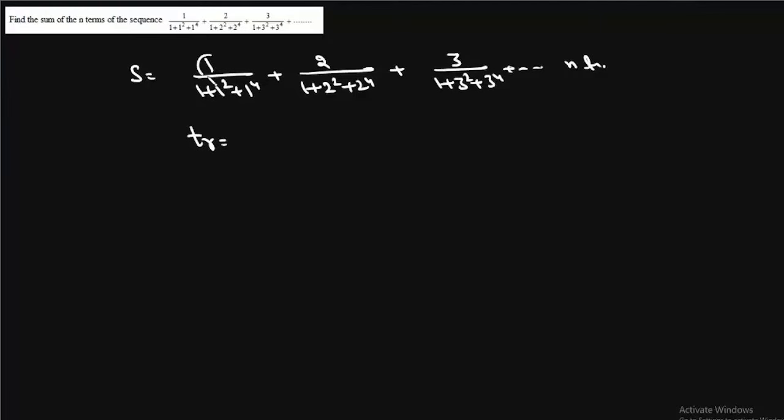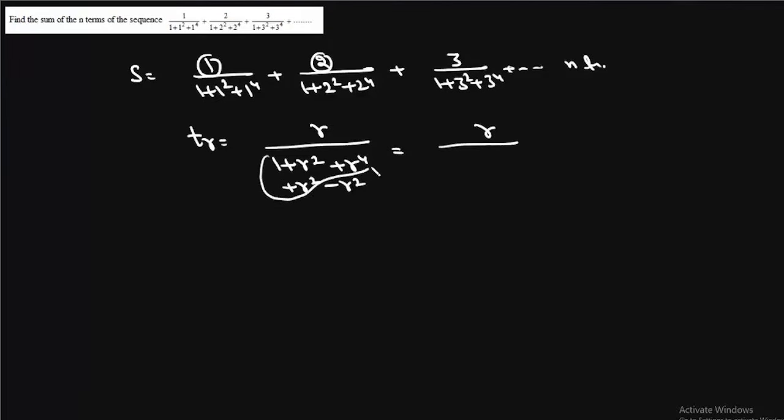Now for the first term we have 1, for the second term we have 2. So for the rth term we'll have r upon 1 plus r square plus r to the power 4. Now what we'll do is add r square and subtract r square. We can write this as r upon, and this is a plus b whole square, so it will be 1 plus r square whole square minus r square, which is a plus b into a minus b. So it will be r upon 1 minus r plus r square into 1 plus r square.